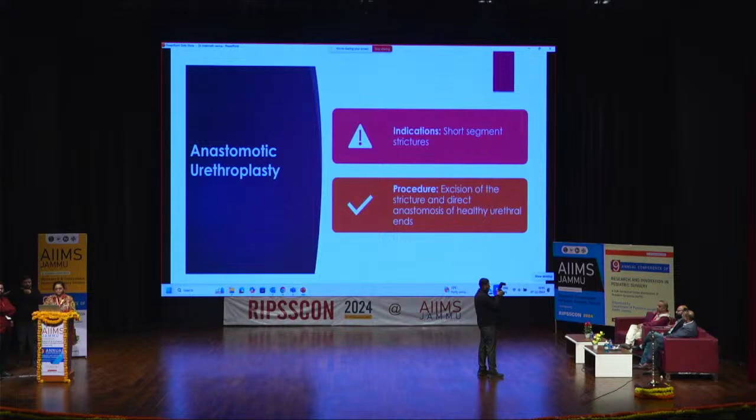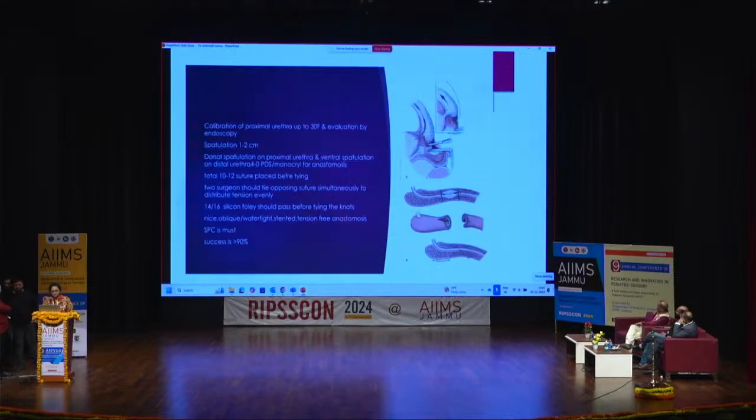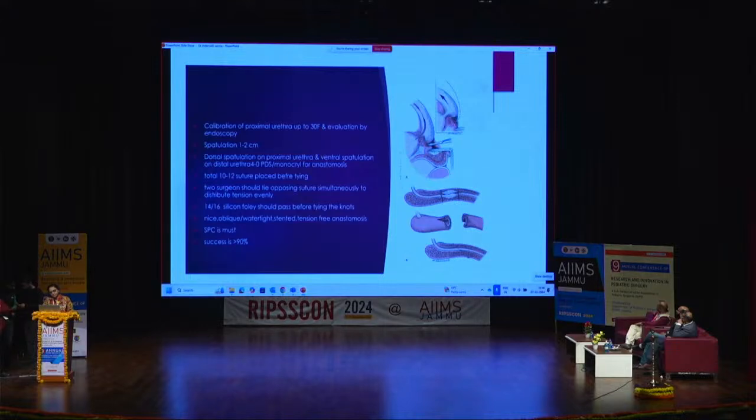And anastomotic urethroplasty, just before I start the long segment, just an overview. We excise the short segment and anastomose primarily by using 3 or 4-0 white suture. Yeah, this is a depiction. We excise the stricture spot and the ends are spatulated and anastomosed.